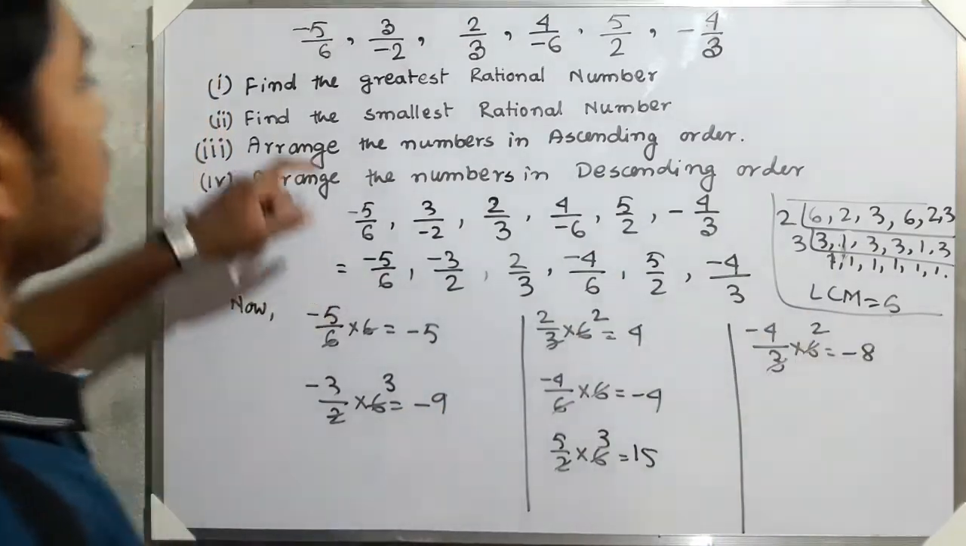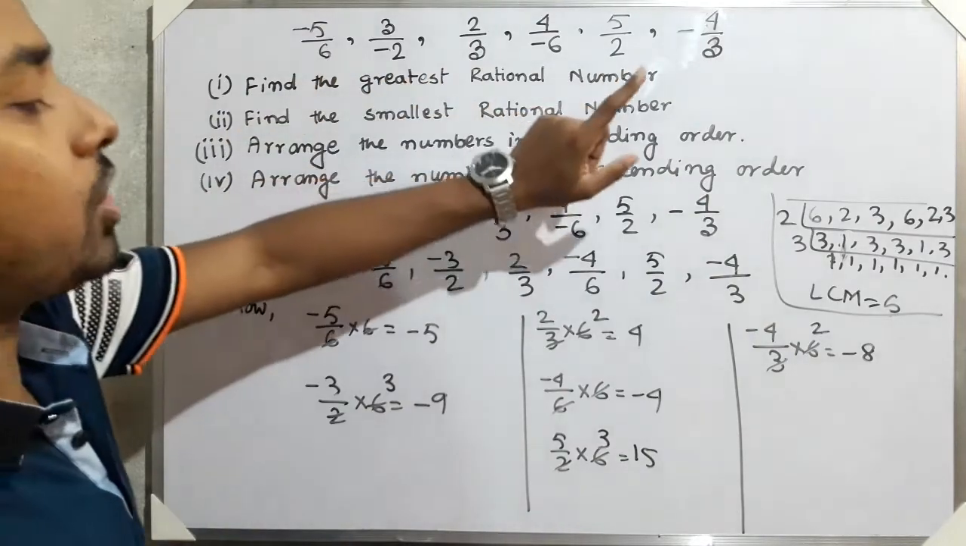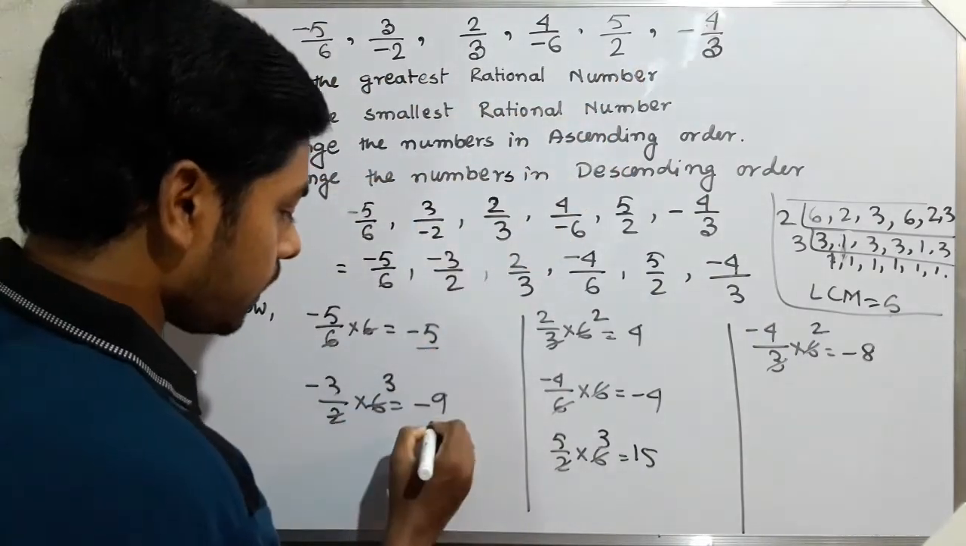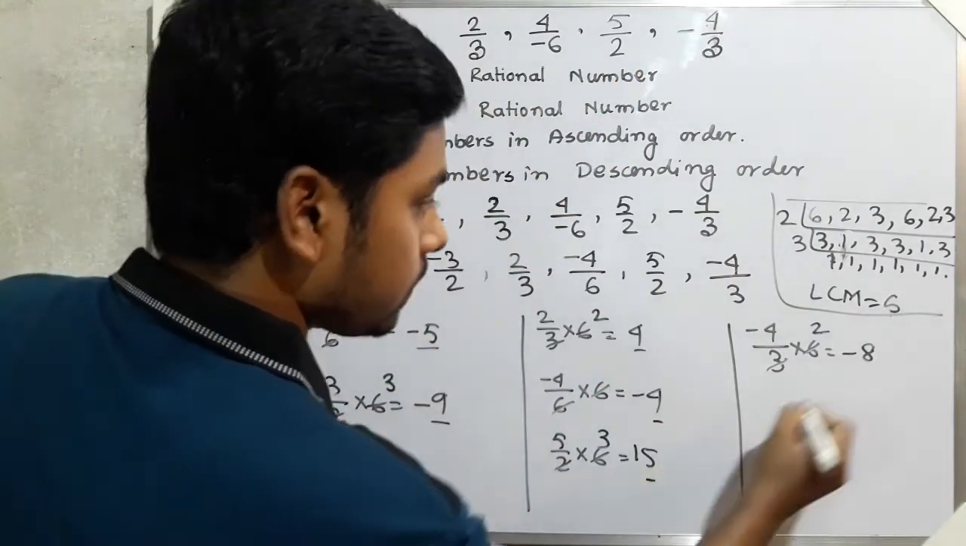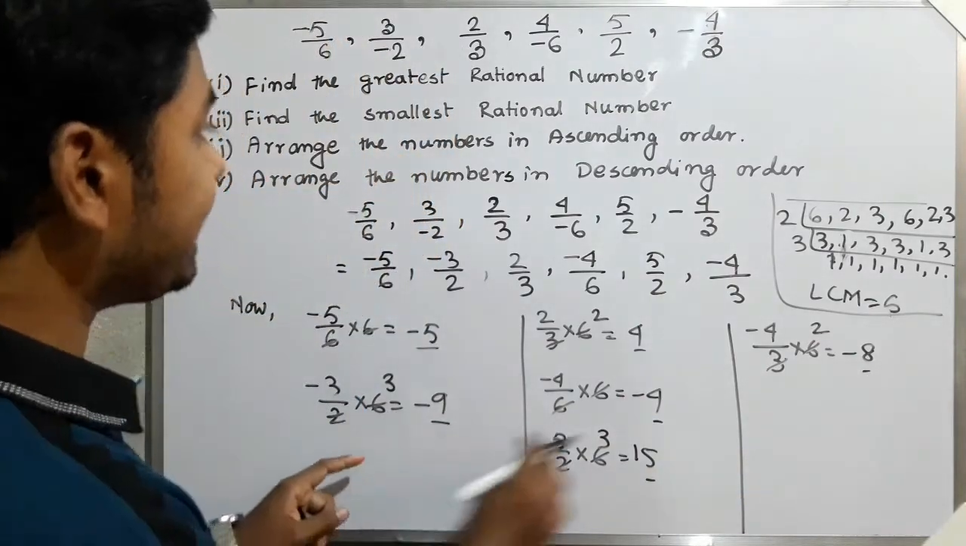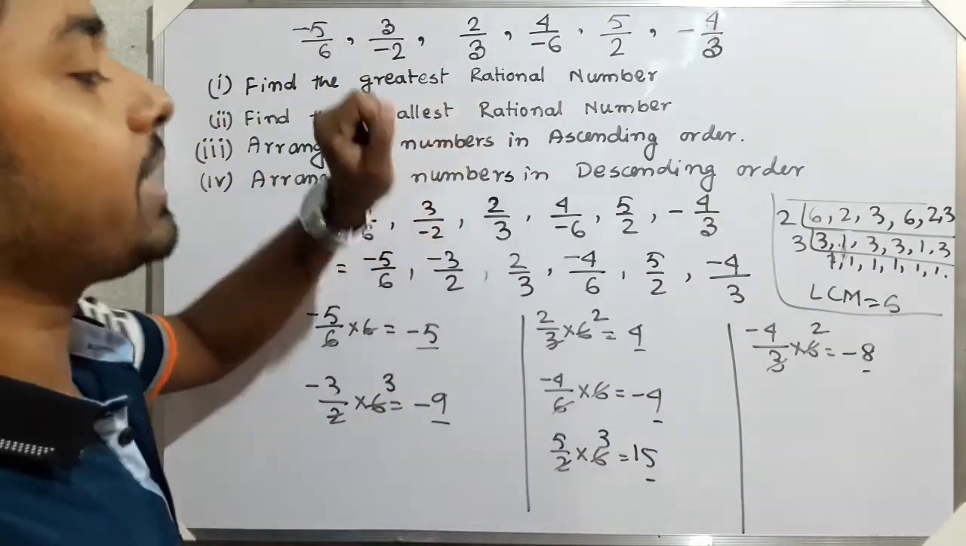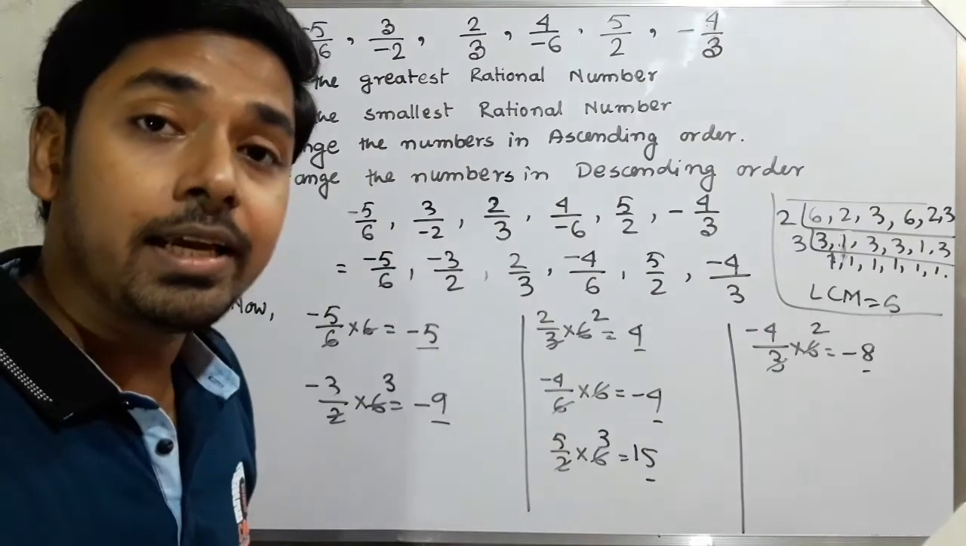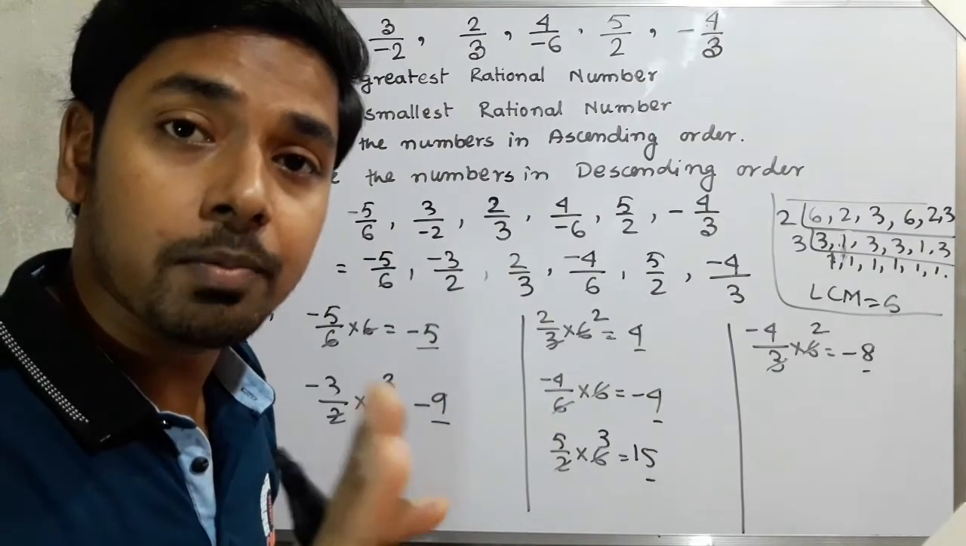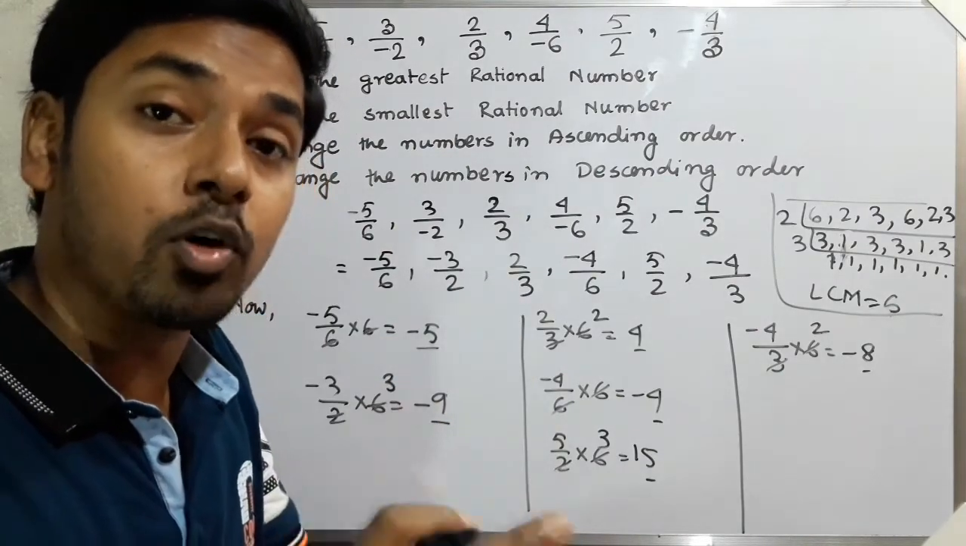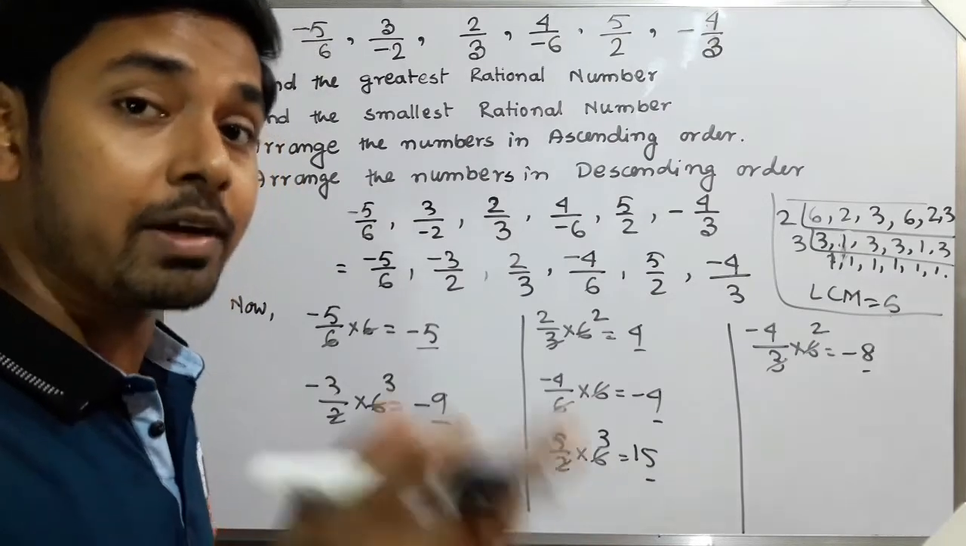So first question: find the greatest rational number. You have got these six numbers. Out of these numbers, which one is the greatest? Obviously a negative integer cannot be the greatest, so first of all you have to check the positive integers only.